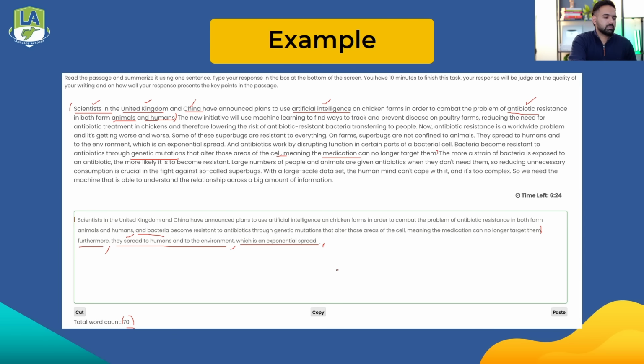Once you have done this, what I want you to do is, if you easily can, change or replace 1 to 2 words with similar words in the given response. For example, if you see on your screen, instead of combat the problem, I can write fight the problem. Instead of target, you can write aim them. Instead of environment, you can write surroundings. So you have to just change 1-2 words which you can easily. If you cannot, that's also fine, but try to change 1 to 2 words so that you can keep up with your vocabulary as well.